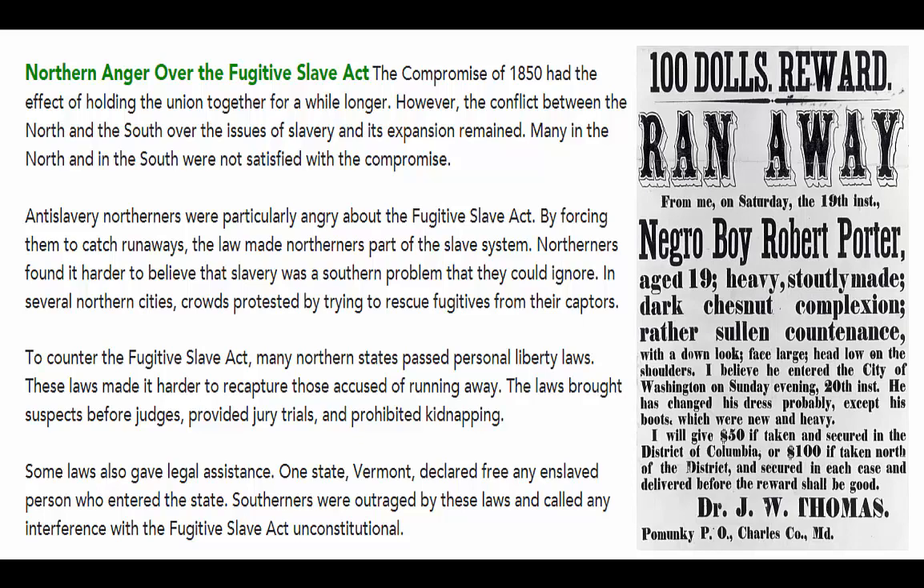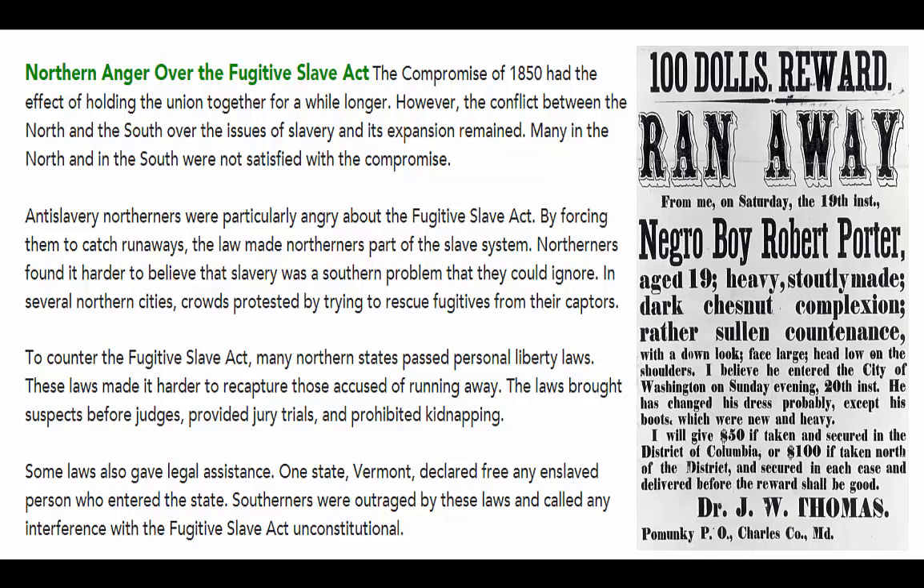By forcing them to catch runaways, the law made Northerners part of the slave system. Northerners found it harder to believe that slavery was a Southern problem that they could ignore. In several Northern cities, crowds protested by trying to rescue fugitives from their captors.